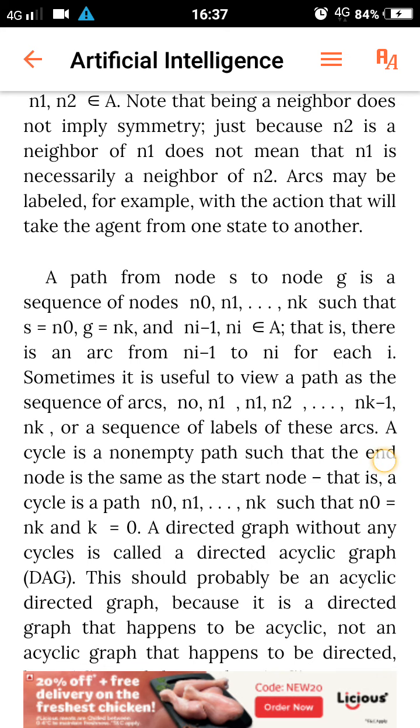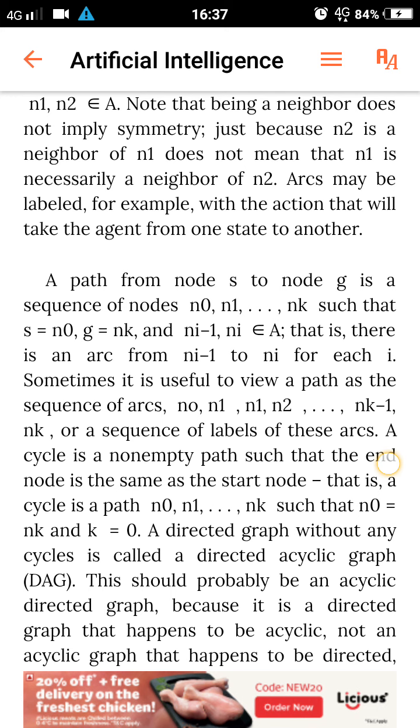A path from node S to node G is a sequence of nodes n0, n1, ..., nk such that S equals n0, G equals nk, and there is an arc from n(i-1) to n(i) for each i. That is number one.